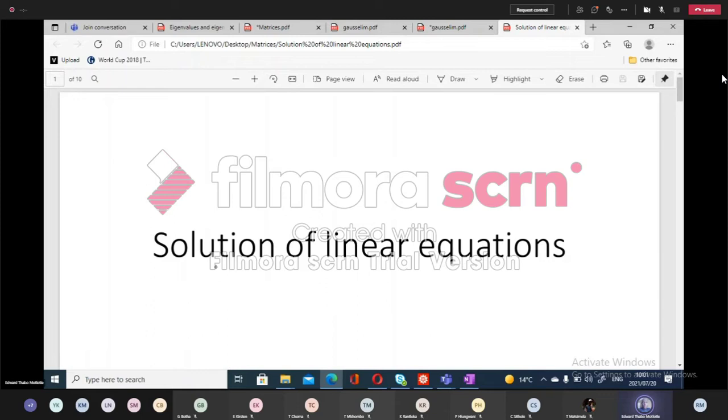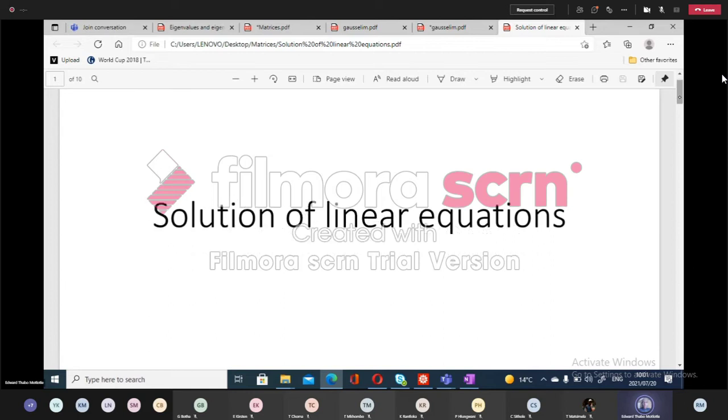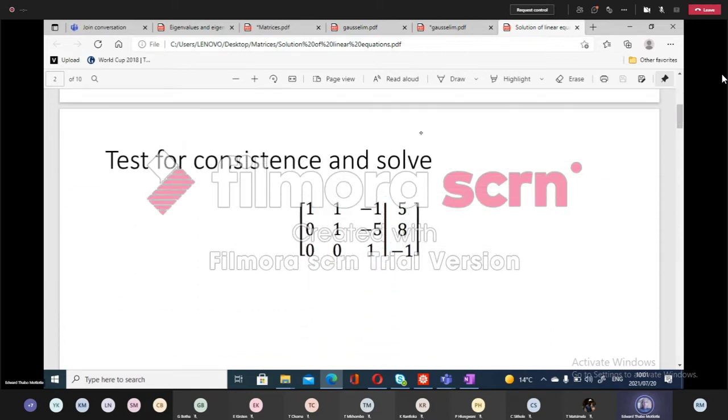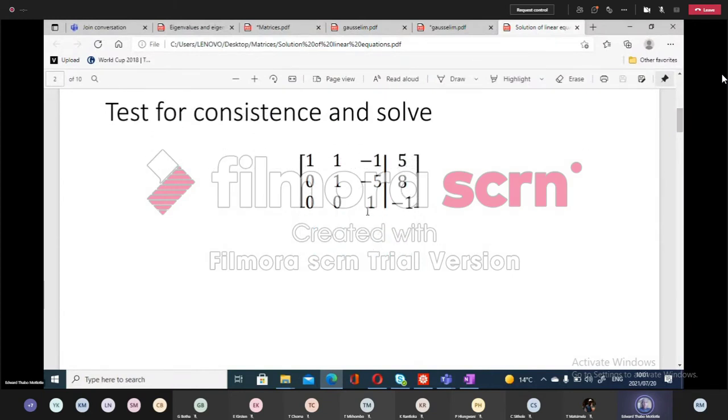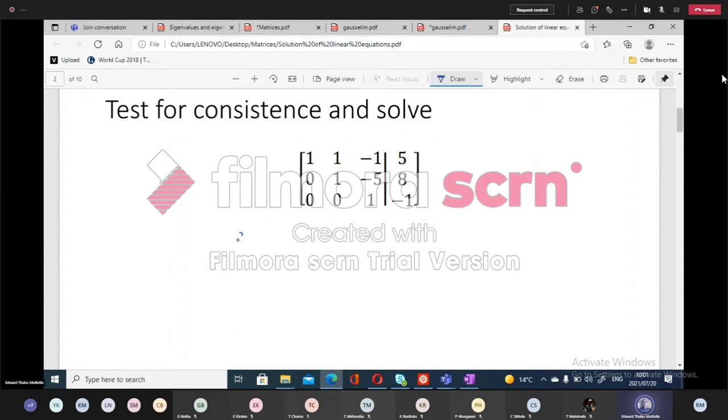Okay, here, remember I just discussed with you solutions of linear equations. Basically here I said test for consistency and solve. I've given you 3 equations. You can just do a back substitution to determine the values of x, y, and z. So this is for practice. You do back substitution and you can clearly see that this system is consistent, with a unique solution.